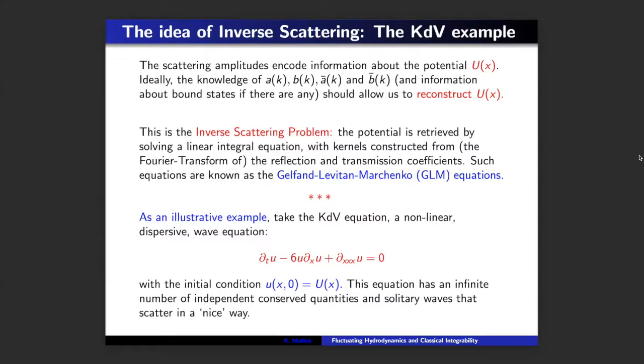And this equation has some properties. It has an infinite number of conserved quantities. It has some solitons, solitary waves that scatter and so on. And suppose you want to solve this equation with some initial condition. It's a hard problem. It's nonlinear, 3rd order. How do you solve that?